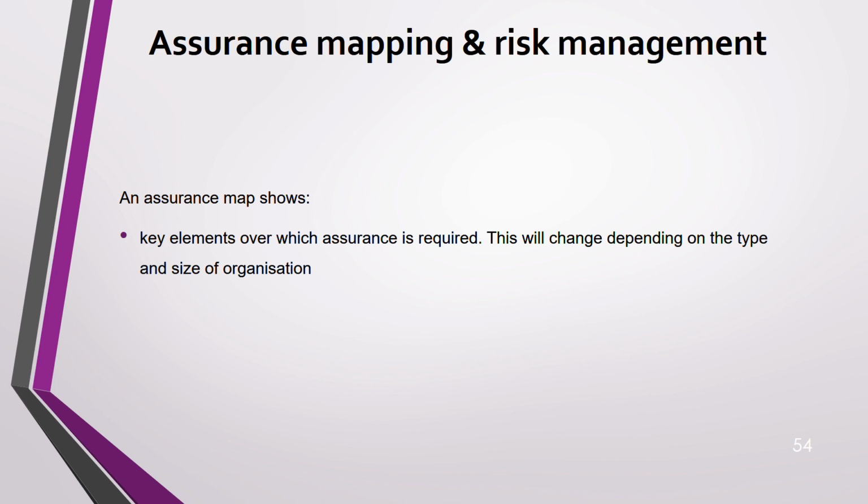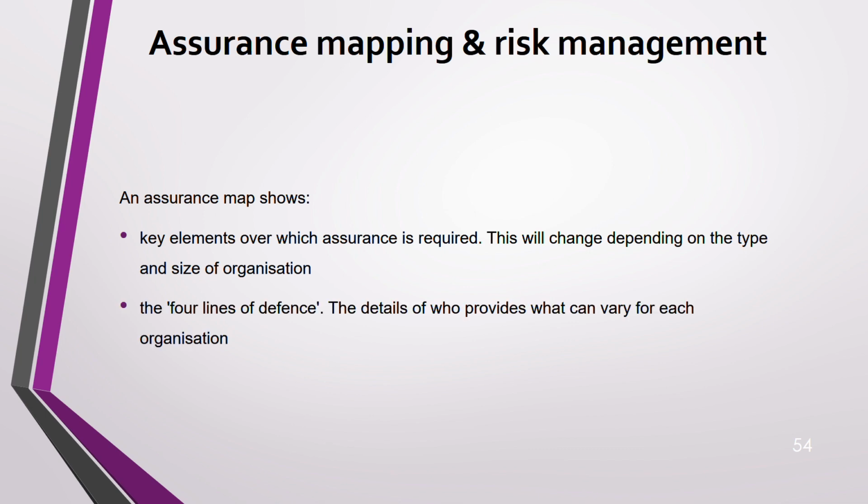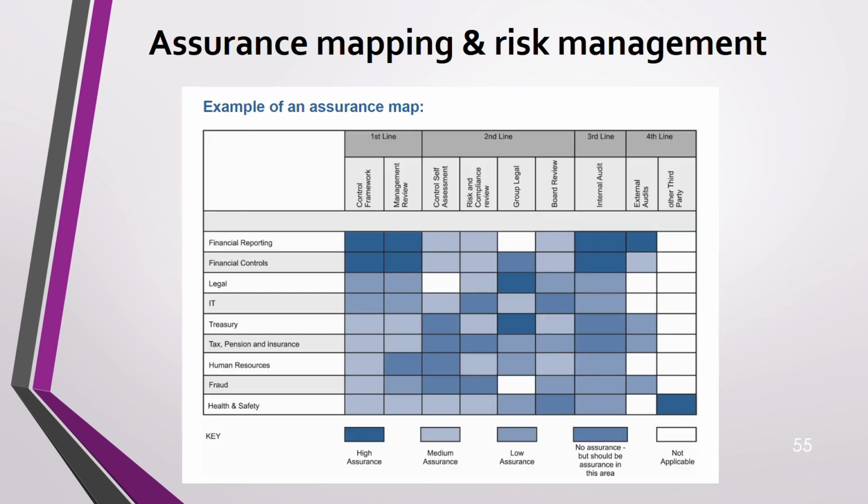An assurance map, key elements. What are the key elements where assurance is required? Every organization will have different ones. The 4 lines of defense it will show. That means the details of who provides what can vary; who is providing this assurance differs in different organizations. It's not fixed. Then, if any gap is there where assurance is limited or not provided at all, an assurance map can identify that no assurance has been provided. Now this is an assurance map.